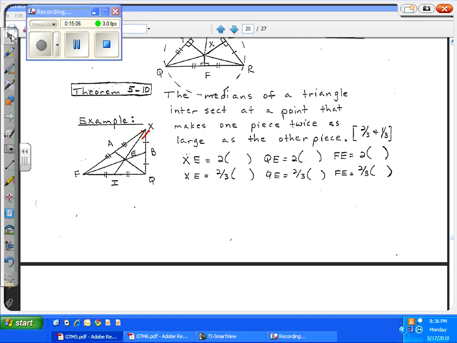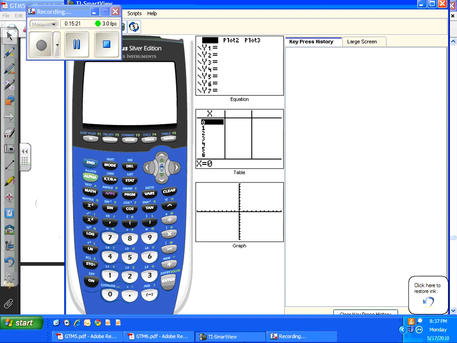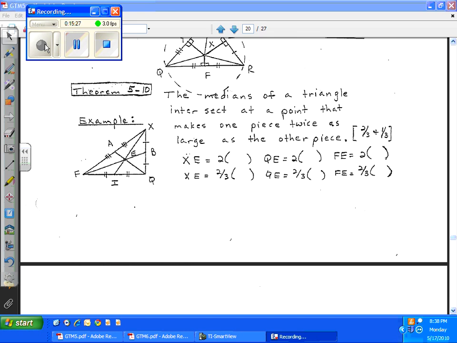The big piece of this median, XE, is twice as big as the little piece, XI. So XE is equal to 2 XIs.